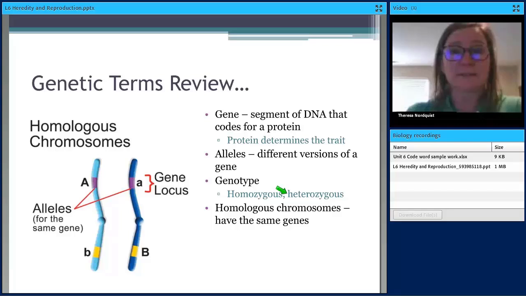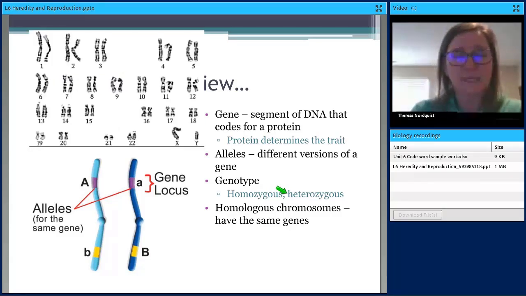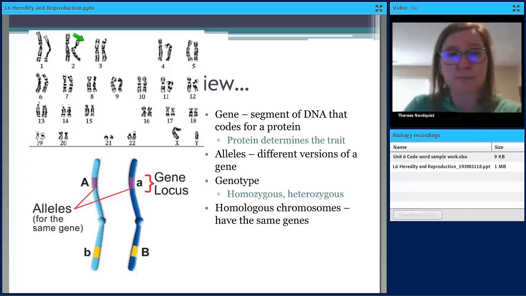Homologous chromosomes are the chromosomes that have the same genes. They could have different alleles, but they have all the same genes on them. And because we are diploids, we have two copies of each gene, so we have two of each chromosome. And those are referred to as homologous chromosomes. So you have two of chromosome 1, and these are the homologous pair. For chromosome 2, which has a bunch of different genes on it, you get two of them, and those are the homologous chromosomes.